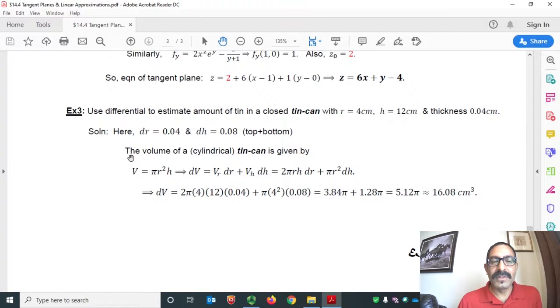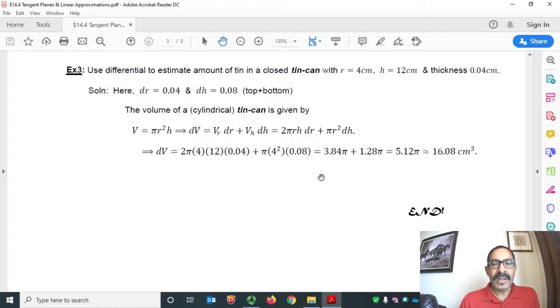Awesome. Then the volume of the cylindrical tin can is given by V equals pi r squared h, where pi is constant. Then dV equals the total differential, V_r dr plus V_h dh. So V_r is 2 pi r h times dr, plus V_h is pi r squared times dh. I hope this makes sense to you all. Now let's plug in the values. I think we have all the values available.